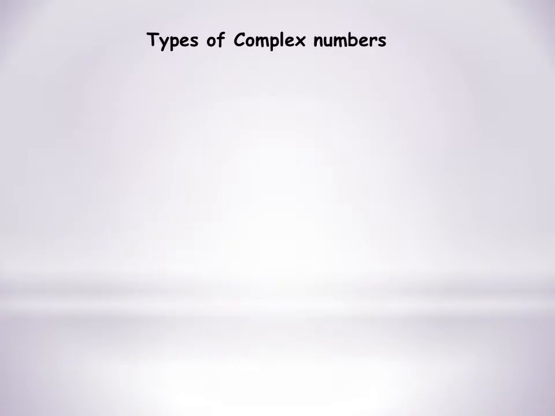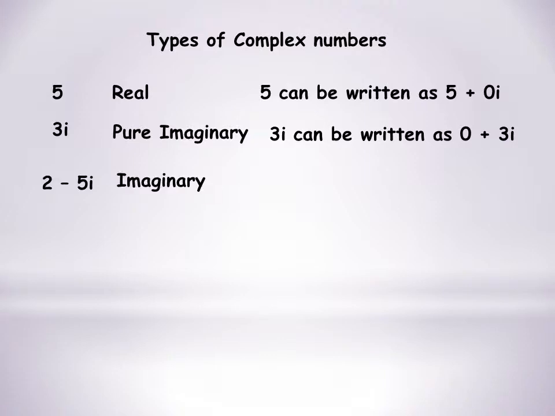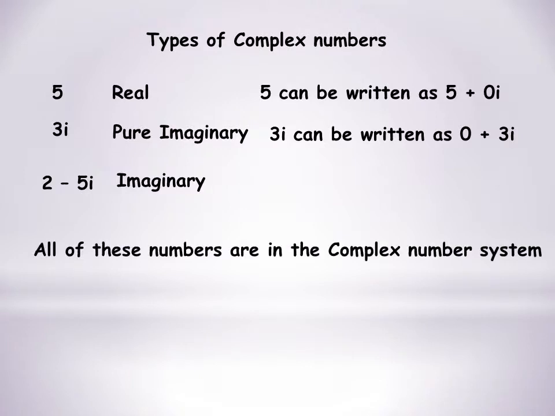There are lots of different types of complex numbers. 5 we know as a real number, but I could also write that as 5 plus 0i, so I could write it as a complex number. 3i is all imaginary, but again, I could write that as 0 plus 3i, and it is now a complex number. 2 minus 5i is imaginary and a complex number. So all of these numbers are in the complex number system.